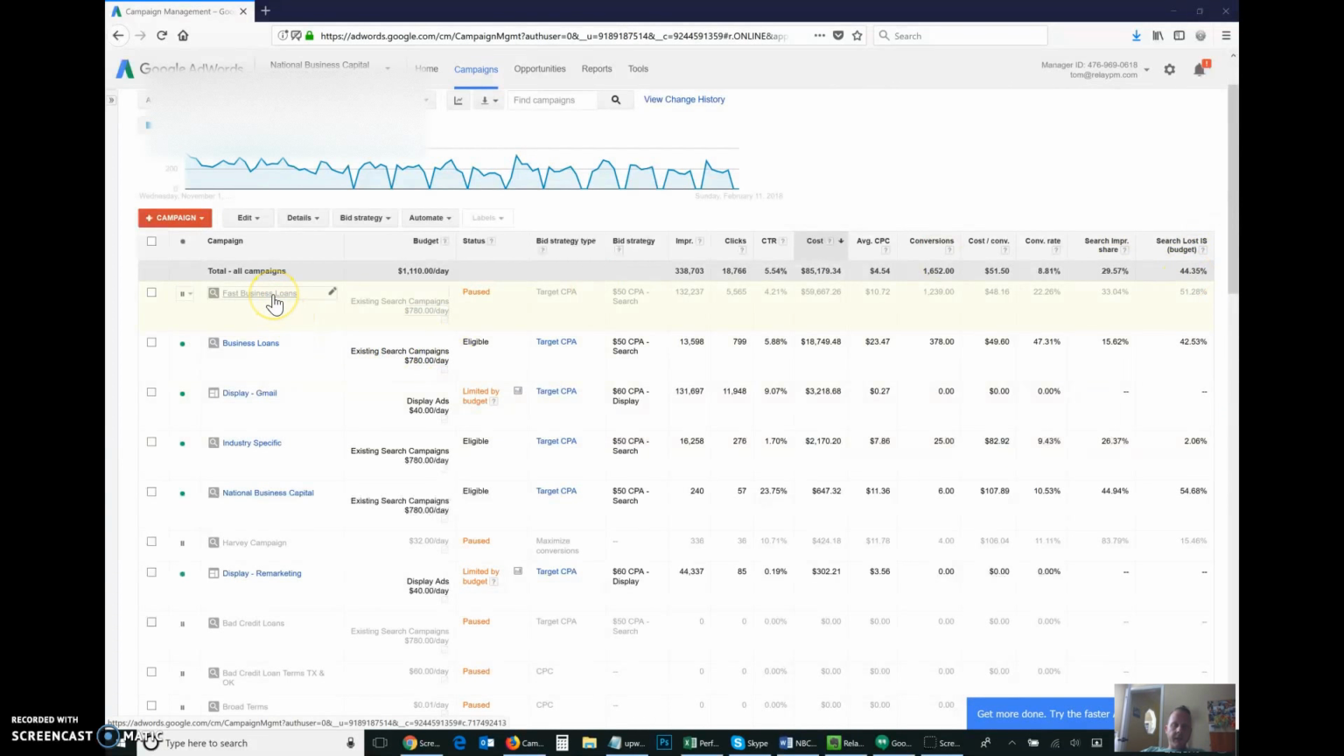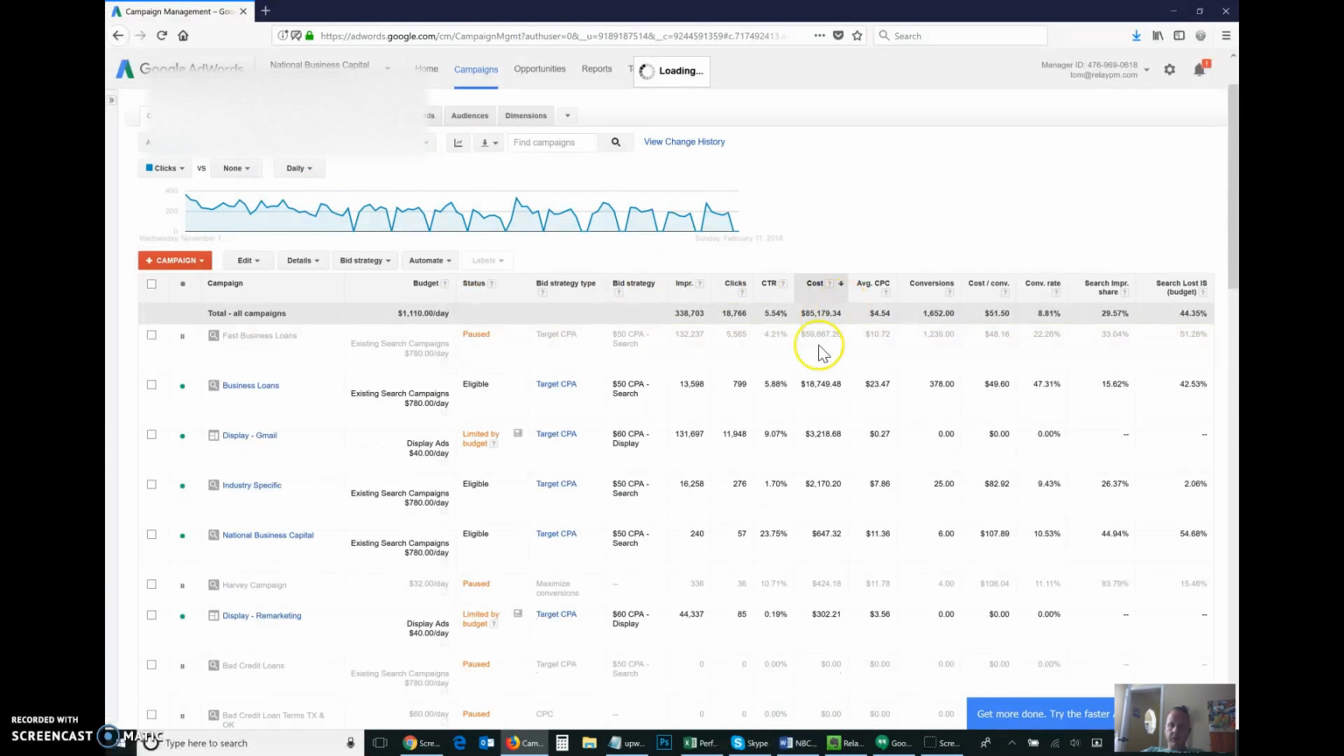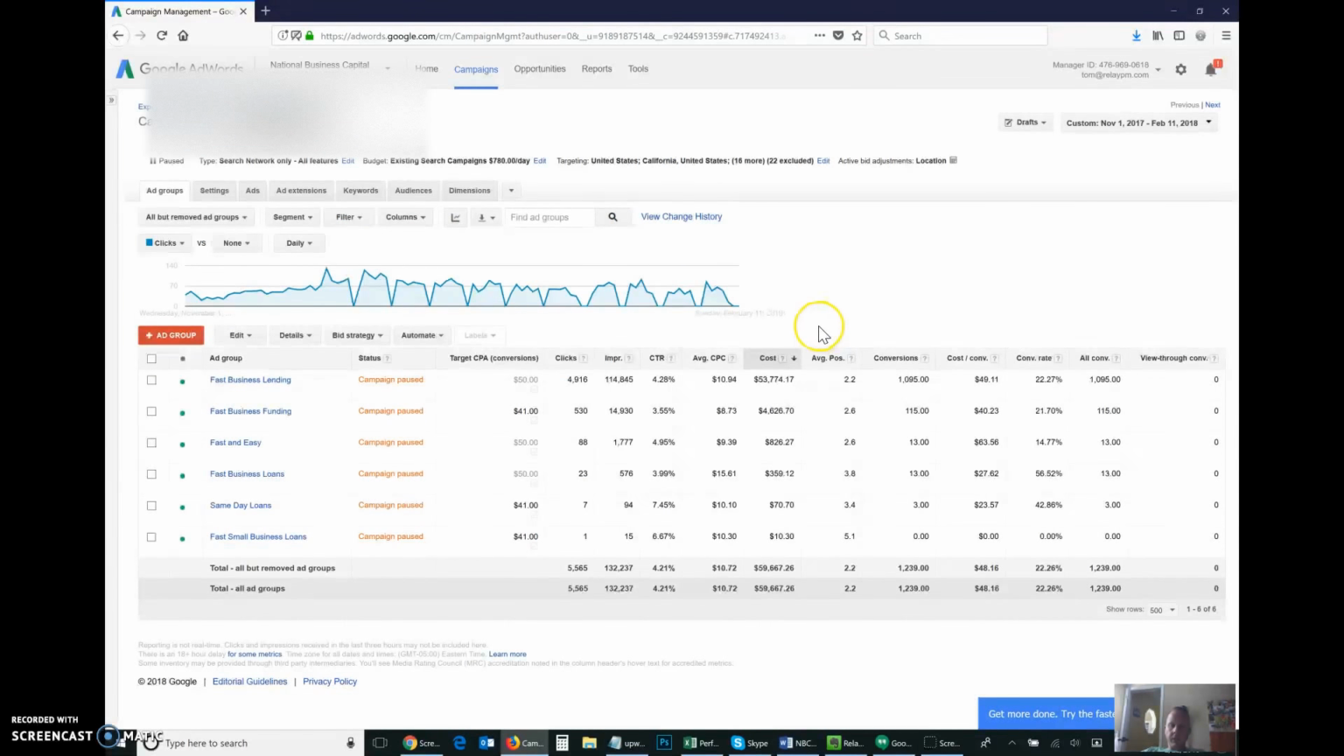So the first one to take a look at, and the most important one, is this fast business loan one, which is the reason we're looking at it. It's got the lowest cost per lead and has spent by far the most over the months. Why is it off? Usually I go through these, and then I'll ask the client some questions, and then I'll take a look back. It's got one ad group that spent the vast majority of it. So let's take a look at this ad group.